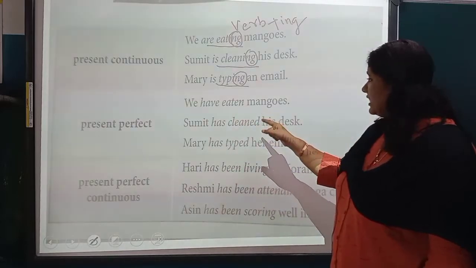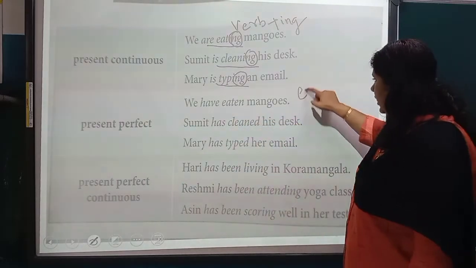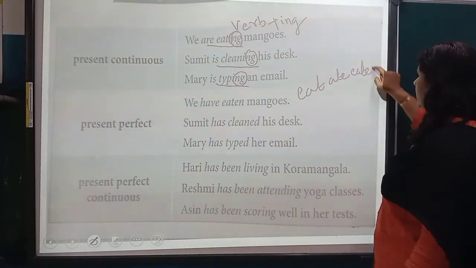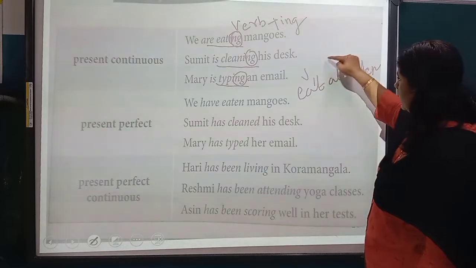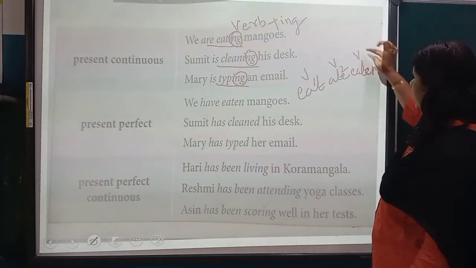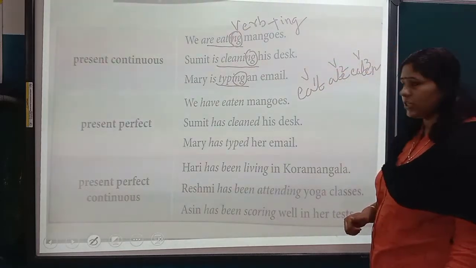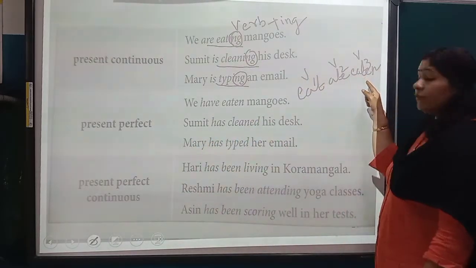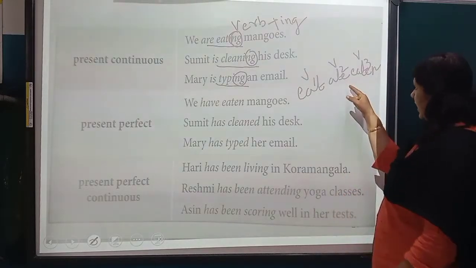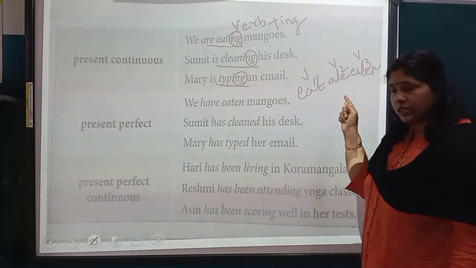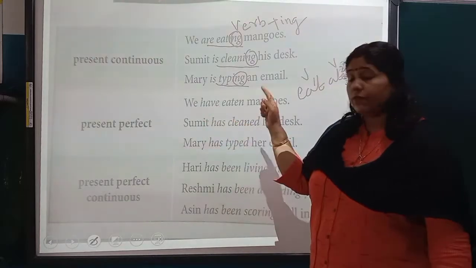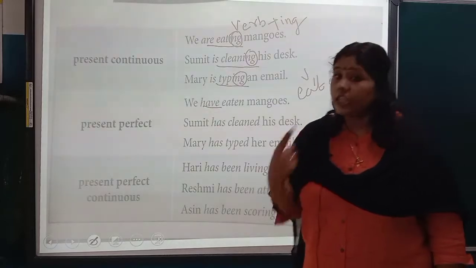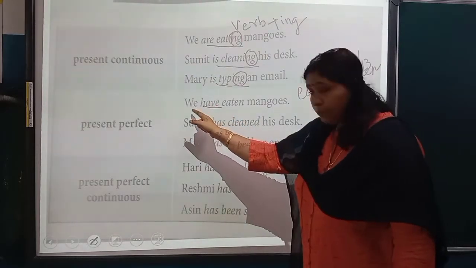Next, present perfect. We have eaten mangoes. Eat, ate, eaten. It is like that. V1, V2, V3 form. Isn't it? So, in present perfect, we have to use which form? V3 form. Eat, ate, eaten. Understood? And every time we have to use has or have. Has we will use with singular. Have we will use with plural.